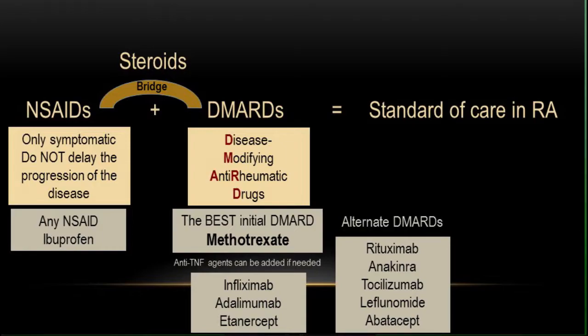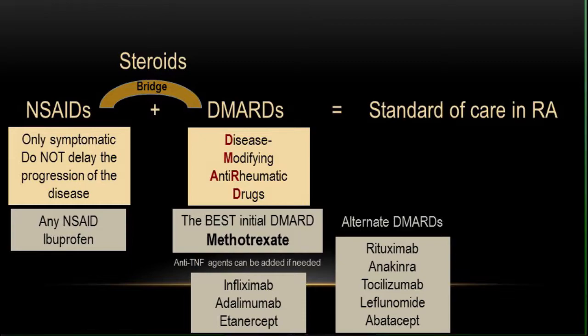But the DMARDs, these are the disease-modifying anti-rheumatic drugs. Now you are doing something to stop or to slow down the progression of the disease. These are the real medications for rheumatoid arthritis. But DMARDs take a long time to act. So you need to have a bridge therapy until your DMARDs have kicked in, and this bridge therapy is achieved by steroids. So how to treat rheumatoid arthritis? NSAIDs for the symptoms, DMARDs for the progression of the disease, steroids used for a short-term period as a bridge anti-inflammatory until your DMARDs have kicked in.